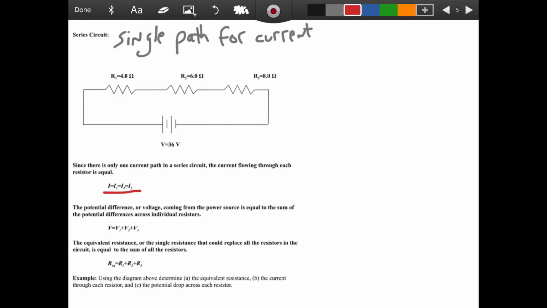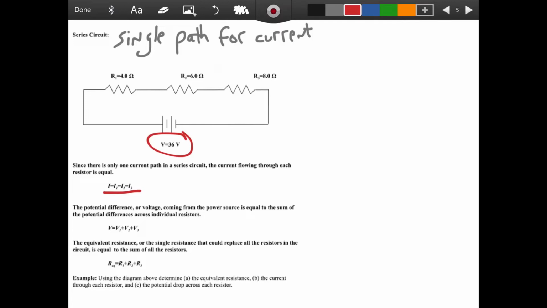The potential difference or voltage drop literally drops from one end of the resistor to the other, and those voltage drops have to add up to the total voltage of the battery. So the voltage drop across resistor 1 plus the voltage drop across resistor 2 plus the voltage drop across resistor 3 has to add up to 36 volts.